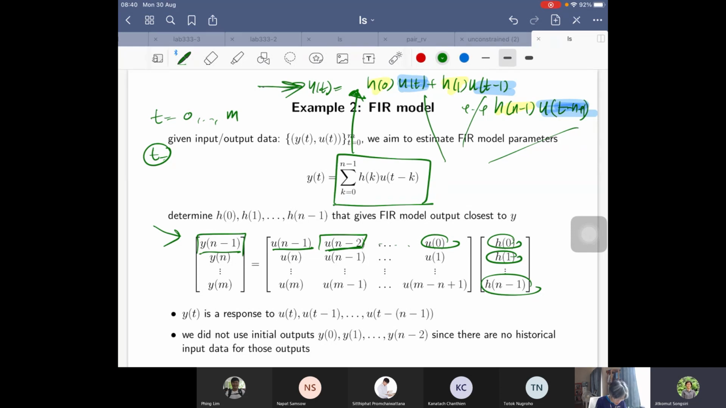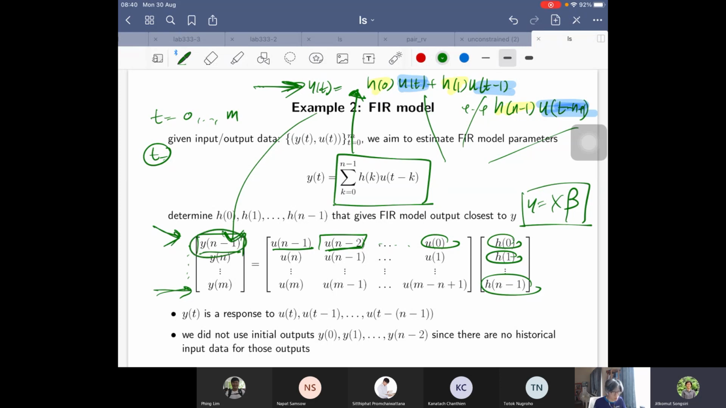And then you just repeat this equation until you have used up all the measurements. Then it turns into a linear regression equation, in vector form y equals x beta. Can everyone do this? You have linear equations and form a vector equation, but make sure you use all the data points, and be careful with the starting time index.